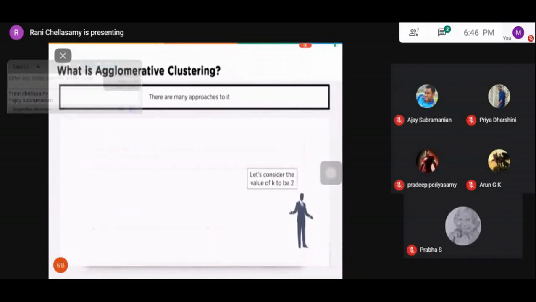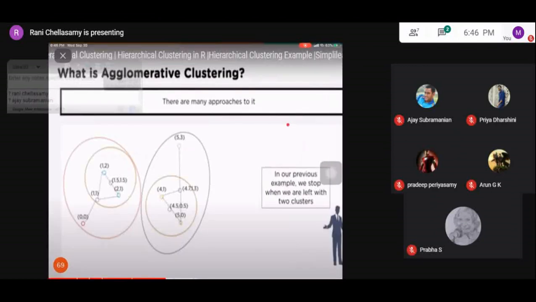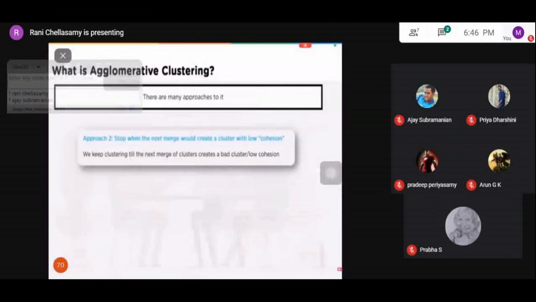Let's consider the value of k is 2. In our previous example, we stopped when we were left with 2 clusters. If you are setting the value of k as 2, you can stop combining the clusters on achieving 2.